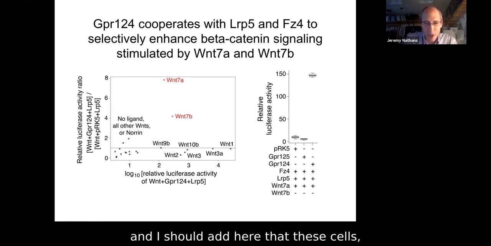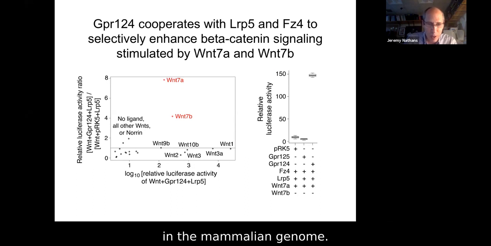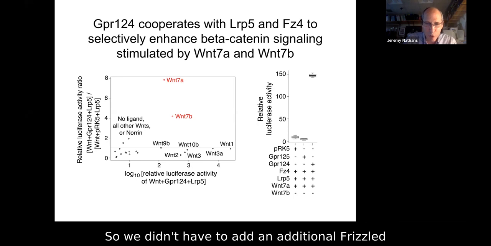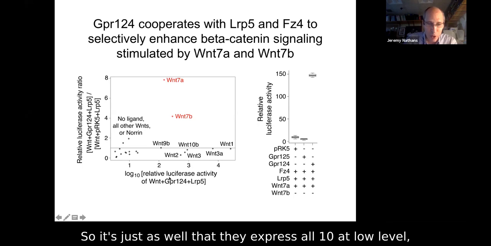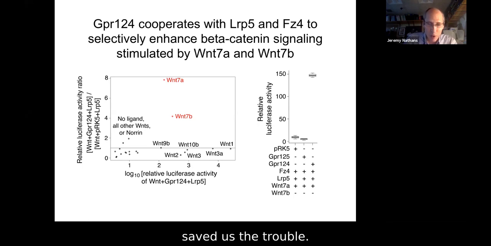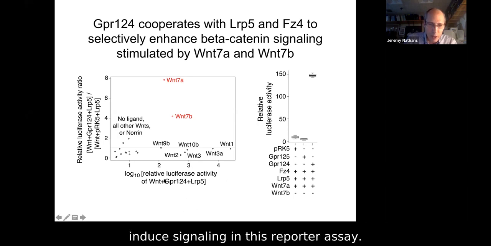And I should add here that these cells, these are modified 293 cells, actually express at low level essentially every one of the 10 frizzleds encoded in the mammalian genome. So we didn't have to add an additional frizzled for this experiment. And in any case, we weren't sure which one we would add. So it's just as well that they express all 10 at low level. It saved us the trouble. But we see that many of the Wnts do in fact induce signaling in this reporter assay.